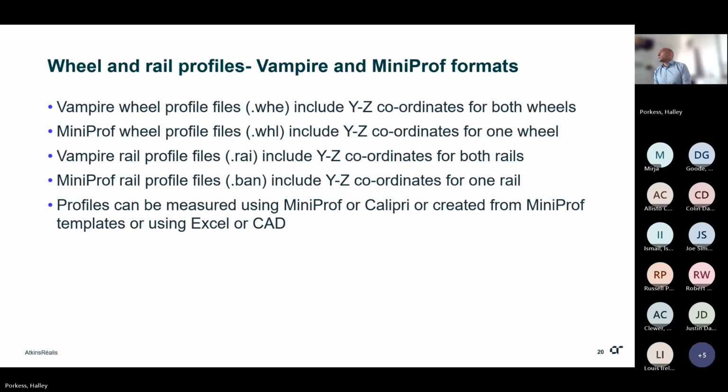Right? All right, okay. So Miniprof is a tool which is used to measure wheel and rail profiles. So you run a head across either the wheel or the rail, and it gives you a very high definition recording of the wheel and rail profile. Yes, that's right. There is another tool out there called Calipri, which uses a laser-based system, so that can be used. And those profiles can be extracted and used in Vampire as well.